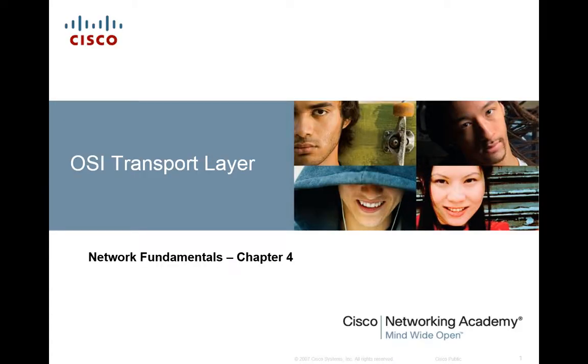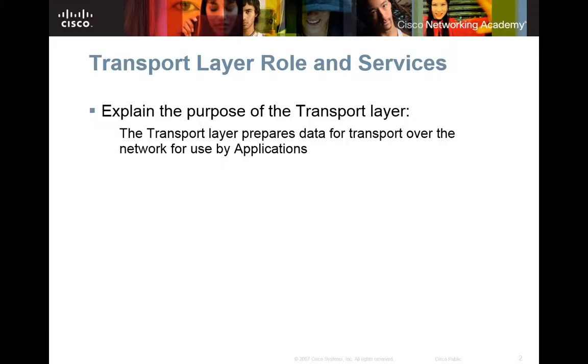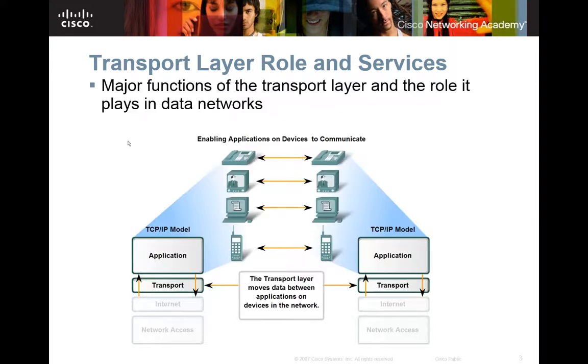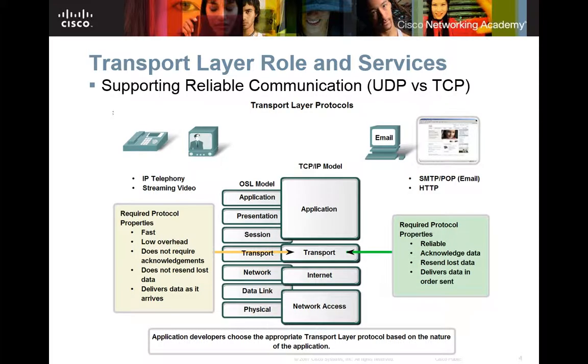All right, let's talk about some network fundamentals. We're going to talk about the transport layer. Transport layer prepares data for the transport over the network for use by applications. Some of the major functions of the transport layer is that it provides services to the next higher layer, which is the what layer? On the TCP/IP, it's the application layer. What is the difference on the transport layer? There's two main protocols, UDP and TCP.